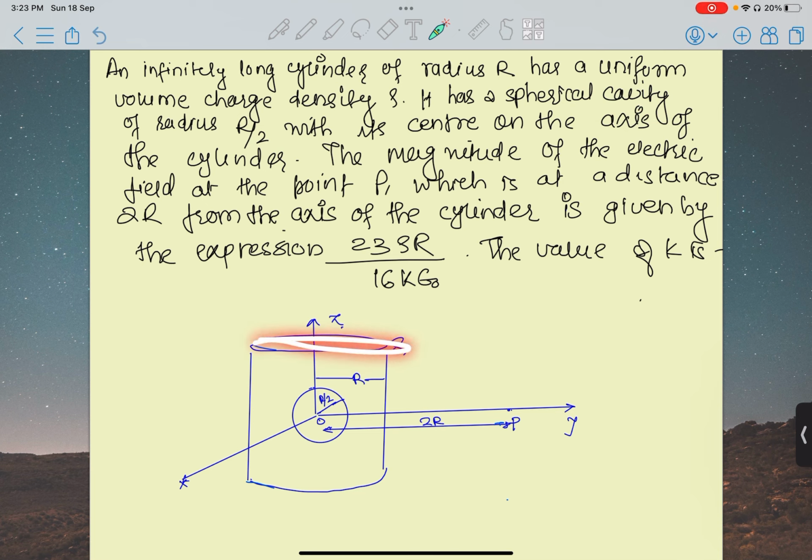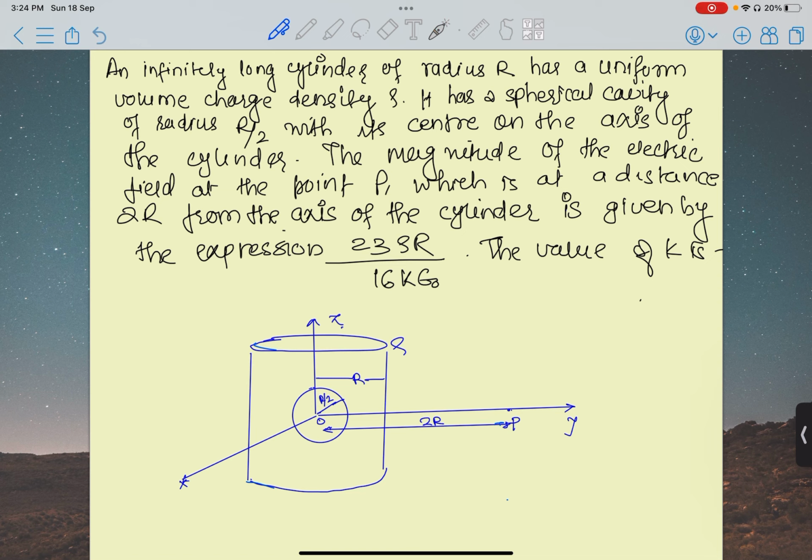So this is a solid cylinder with charge density rho, and it is infinite in length. And from this cylinder, we remove a sphere of radius R by 2. This cylinder has a radius R and this removed sphere has a radius R by 2. So there is a cavity over here. The magnitude of electric field at point P, which is at a distance 2R from the axis of the cylinder, is given by the expression 23 rho R divided by 16k epsilon naught. And then we have to find the value of k.